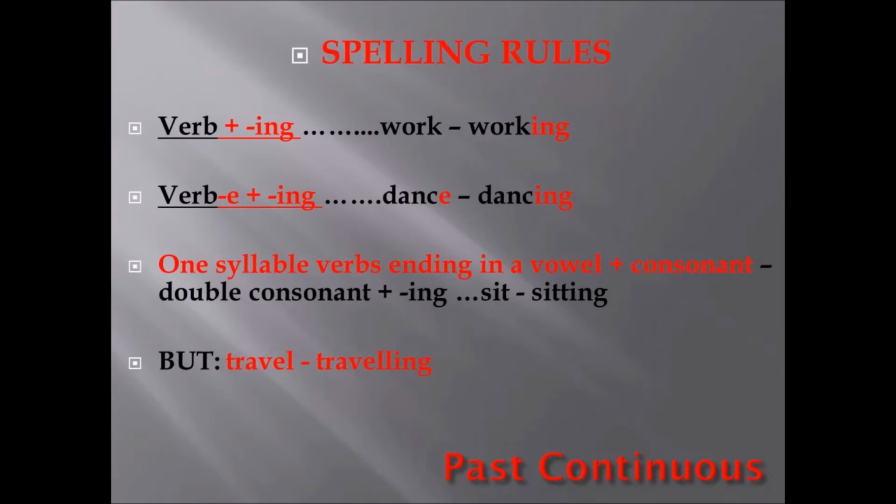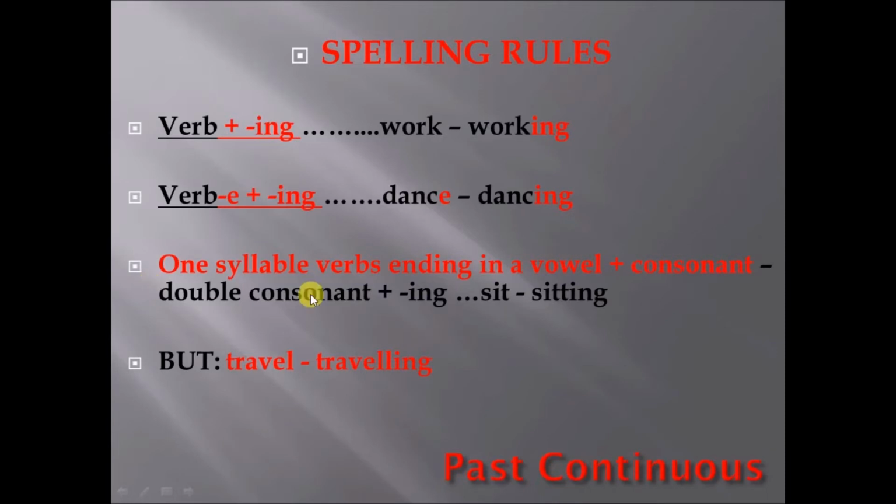Spelling rules. So, we add the ing suffix to the verb, like, for example, work becomes working. Verbs which end in the vowel E, we have to omit the vowel E and then add the ing suffix, which becomes dancing.